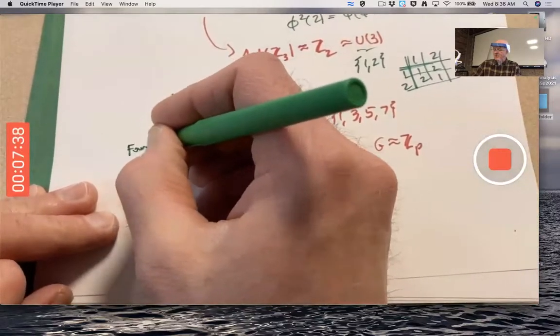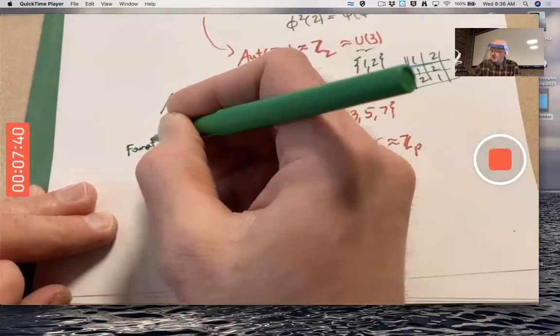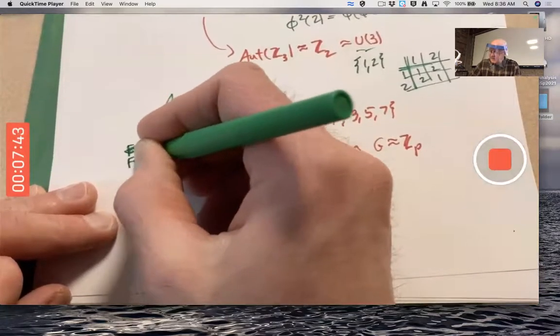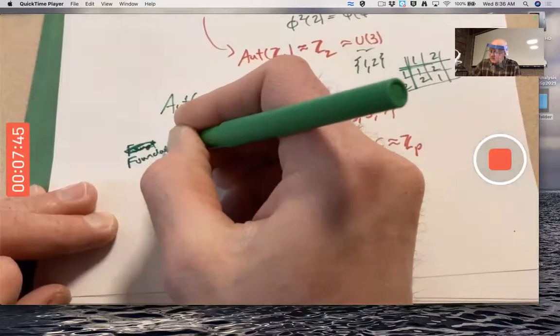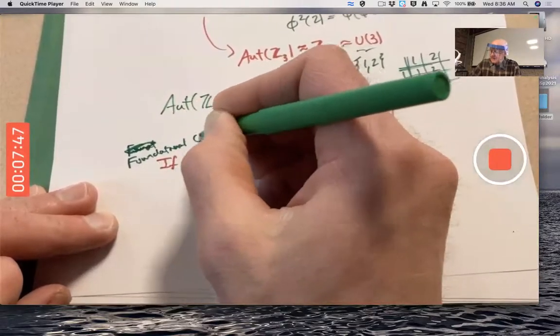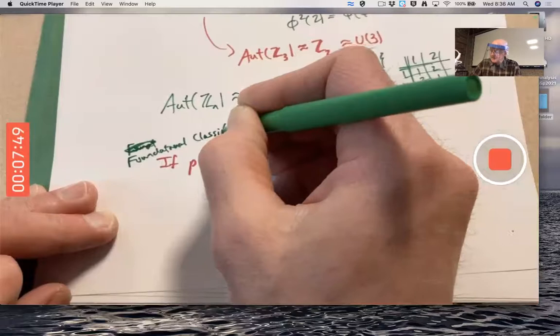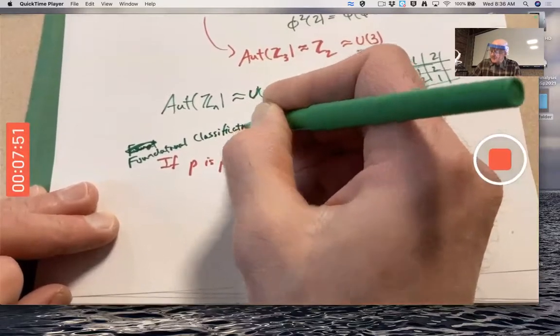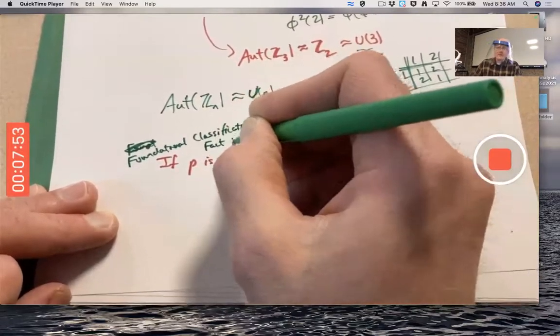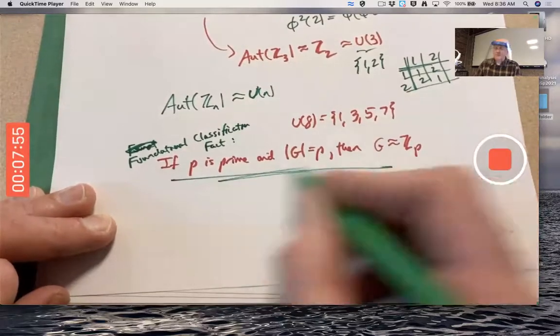Or I'll call it foundational. I can spell foundational classification fact. Is this fact right here.